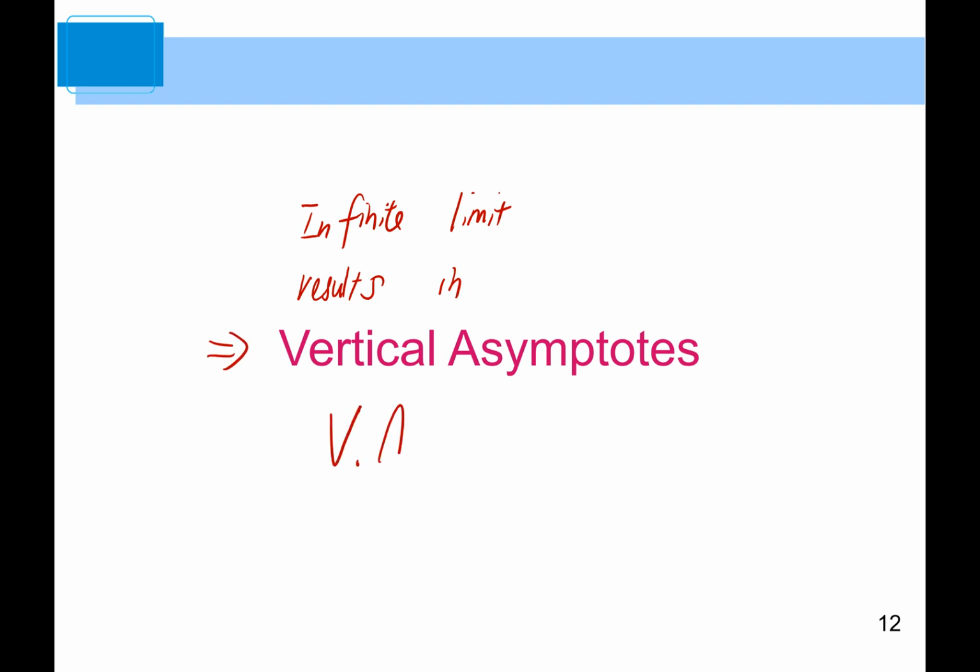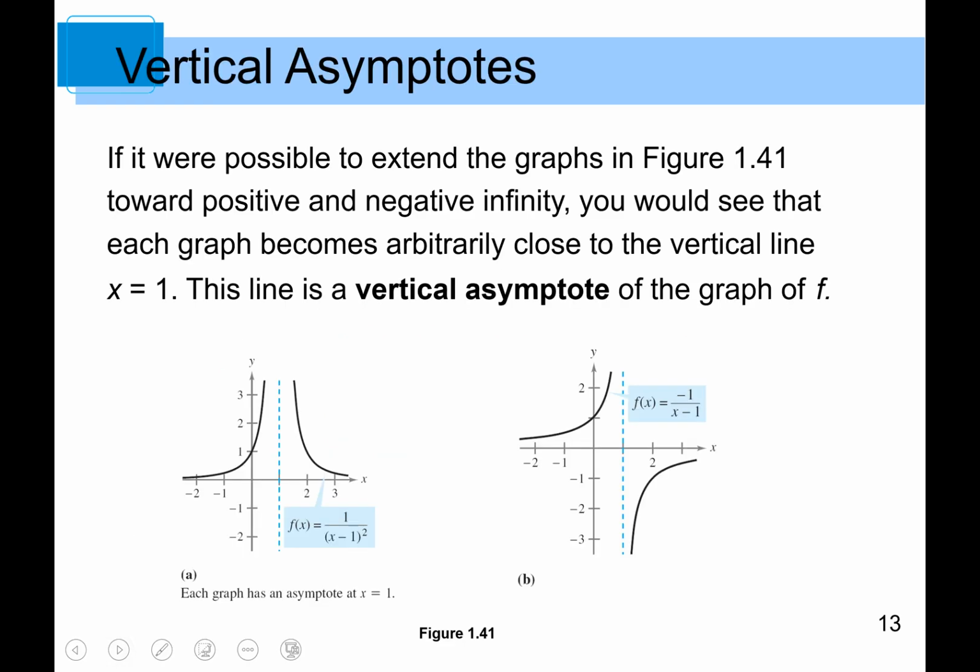And the next thing that will lead us to vertical asymptotes, right? So an infinite limit results in vertical asymptotes, abbreviated V.A. If it were possible to extend the graph in figure 1.14 to positive and negative infinities, you could see that each graph becomes arbitrarily close to the vertical line x equals 1, and we call this a vertical asymptote.